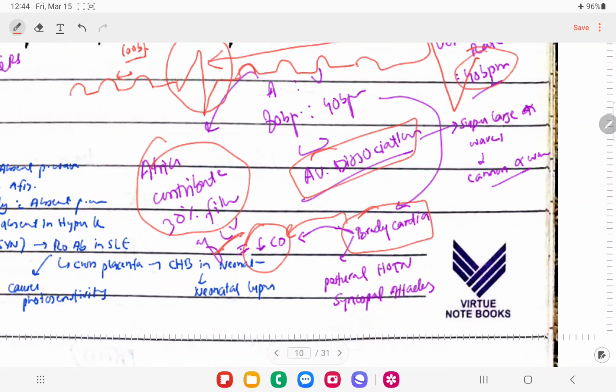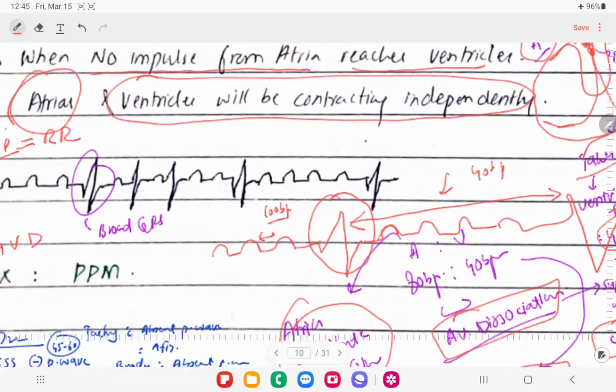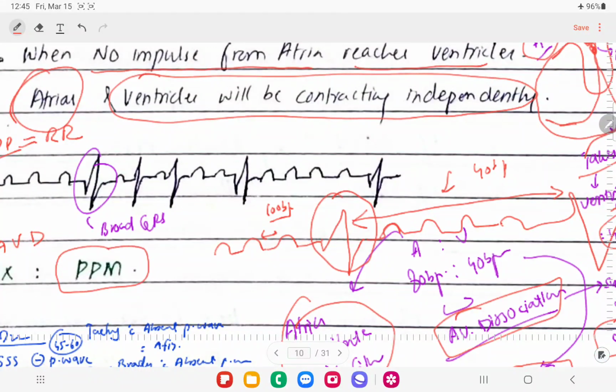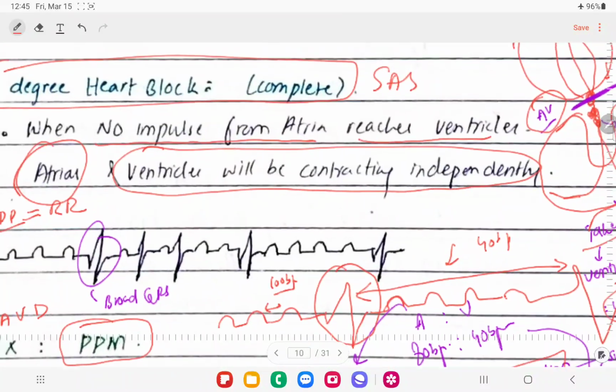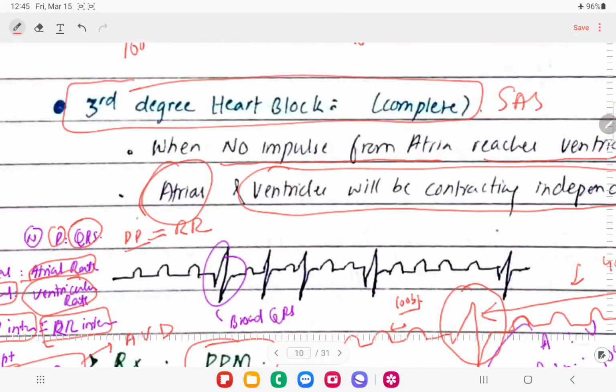And the JVP finding we see in third degree heart block is called cannon A wave when there is AV dissociation, right? So definitely these patients are going to require a permanent pacemaker, right? So the point I want to highlight here is that atrial rate will not be equal to ventricular rate because there is complete dysfunction of the AV node. When the AV node is conducting some impulses, that is called Mobitz type 1 block, right? So in this condition there is complete dysfunction of the AV node, right?